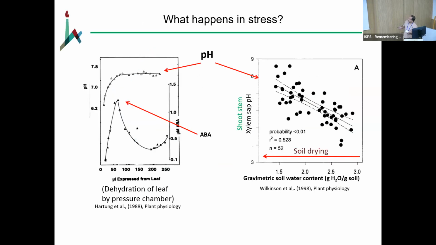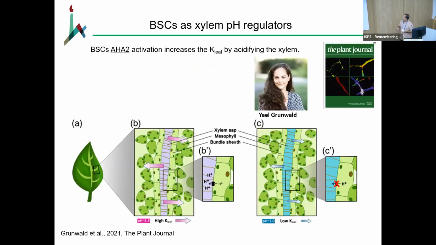So we know that under stress, the pH becomes more acidic in the xylem. So one of the questions we asked was, can it be that under stress the H pump is actually controlling the acidity of the xylem? And Yael Grunwald, my former PhD student, this is exactly what she did. She could use dyes to measure the xylem pH.